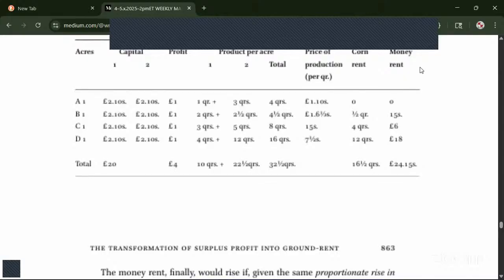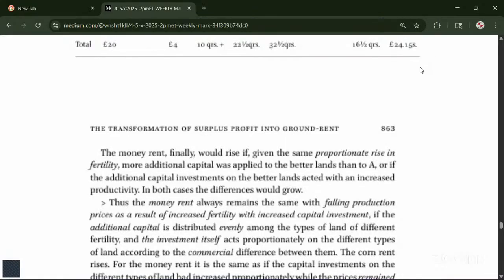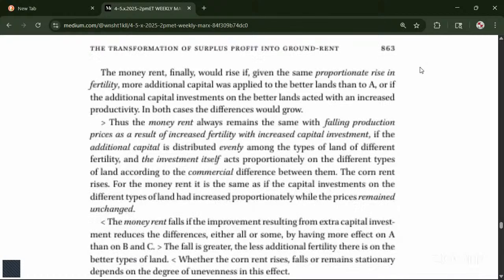The money rent, finally, would rise if given the same proportionate rise in fertility, more additional capital was applied to the better lands than on A, or if the additional capital investments on the better lands acted with an increased productivity. In both cases, the differences would grow. Thus, the money rent remains the same with falling production prices as a result of increased fertility with increased capital investment.